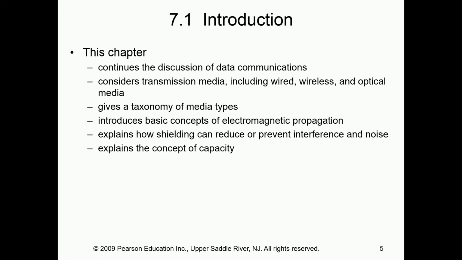So this chapter again continues our discussion within data communication. Now we're actually talking about the wiring. How is our signal going from one location to another? Again, that's going to be our wired, wireless, guided, unguided. We're going to lead into explaining how shielding and forms of cable or forms of transmission media can prevent noise. And again, we're going to end with the concept of capacity.